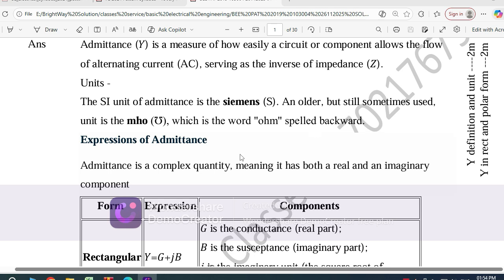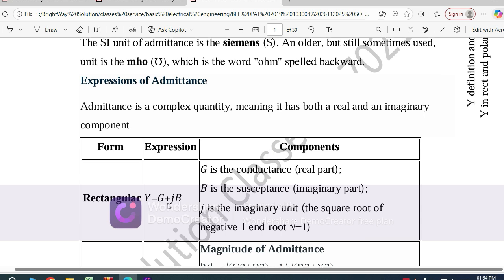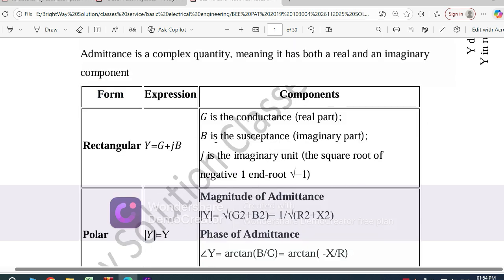The rectangular form is like this: Y is equal to G plus jB. Here, G is conductance, which is the inverse of resistance. B is susceptance, which is the inverse of reactance. And j is the imaginary operator, whose value is the square root of -1. So that is the rectangular form.